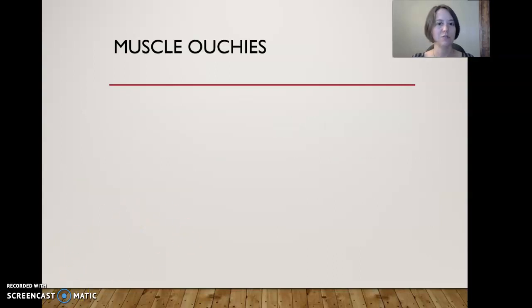Okay, so muscle ouchies, because they're not really injuries, but they're not really disorders, but something's going on.